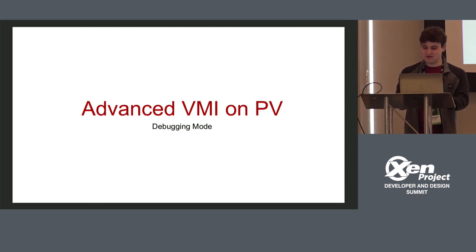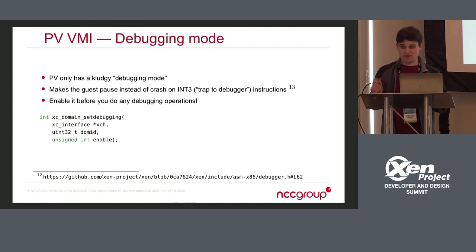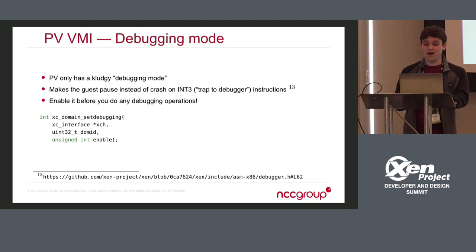Now for something less good, which is the PV VMI API. It is very hacky. Basically, the way that it works is it has a so-called debugging mode, and what this does is it manipulates the guest behavior a little bit so that it's amenable to debugging. Mainly it makes the guest pause instead of just outright crashing when it hits an int3 instruction, or it gets a single step int3 trap. And that's the x86 trap to debugger instruction.